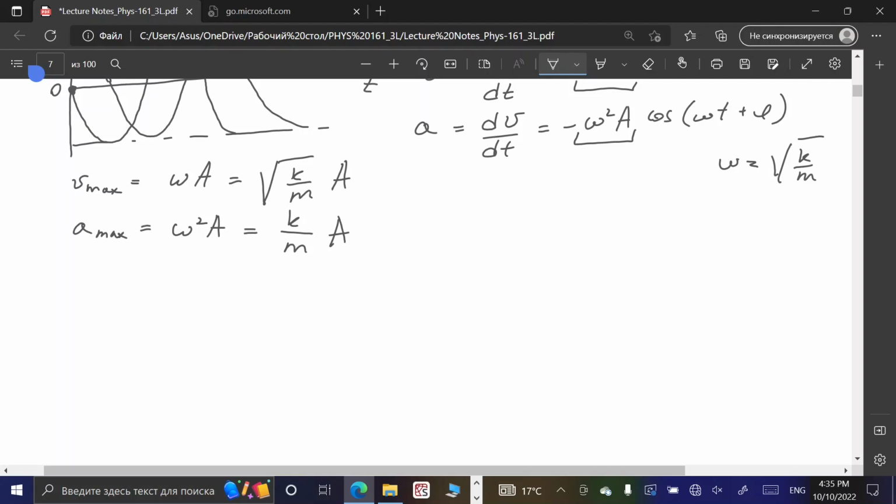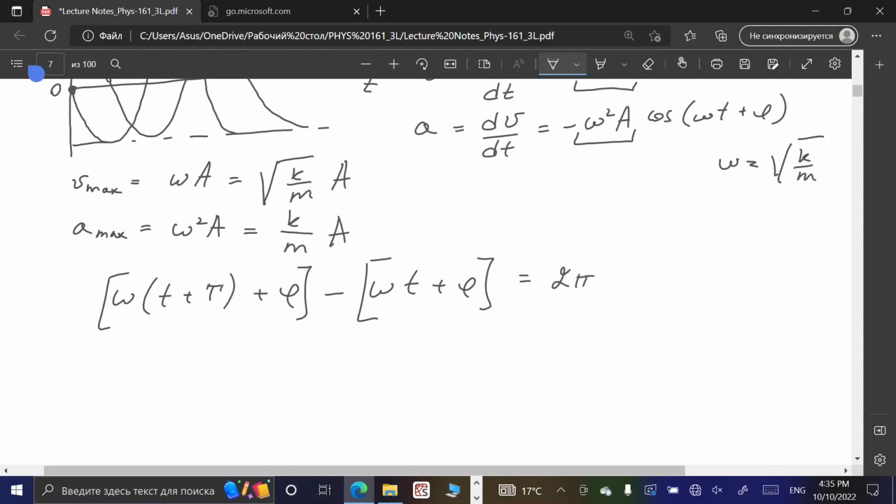So we can write it as following. We have omega times (t plus capital T, which stands for the period of oscillation) plus phi, which is the initial phase shift, minus omega times t plus phi, so we can put it in parentheses here. That should be equal to 2 pi. So the difference between phases of oscillation after a fixed interval of time, which is equal to the period of oscillation, should be equal to 2 pi. And that means that position will be the same, but the phase shift will be 2 pi.